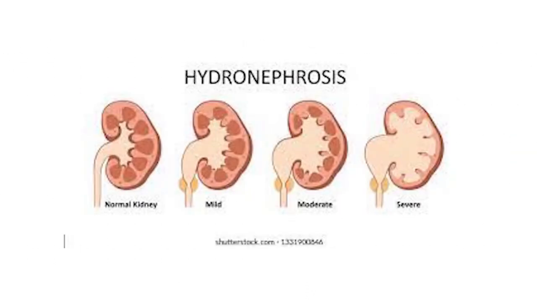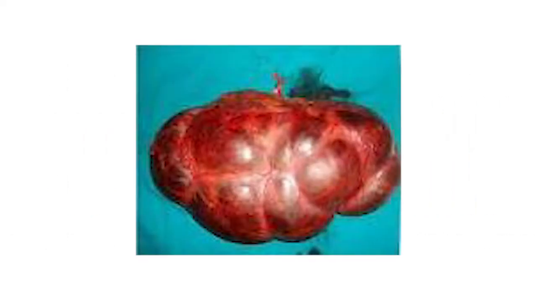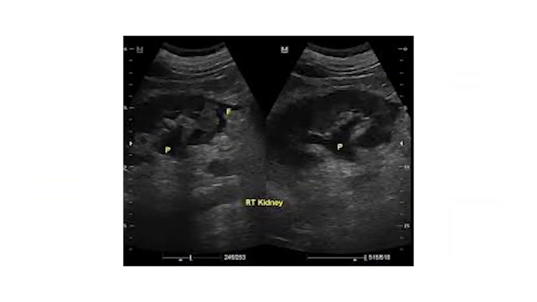Dear students, here is a good animated picture of the hydronephrosis clearly shown. There is a normal kidney, a mild hydronephrosis, a moderate hydronephrosis and a severe hydronephrosis of the kidney. This is the clear picture of the hydronephrotic kidney. This is the ultrasound image of the hydronephrotic kidney, and the dilated calyceal system of the kidney is clearly seen.